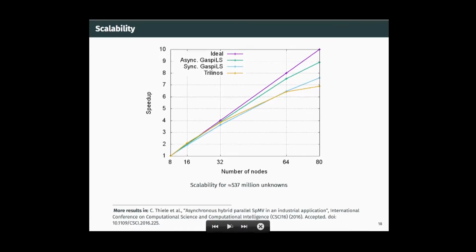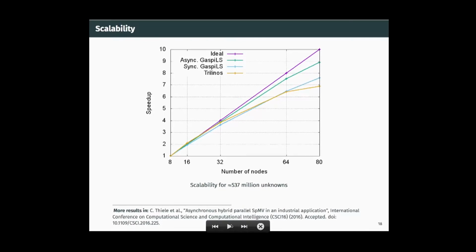So here you can see a scalability plot for a system with about 500 million unknowns. We start at 8 nodes and scale up to 80 nodes. So nodes means physical computing nodes in our clusters. So you have to multiply this by 24 to get the total number of CPU cores, which would be something around 1,900 for 80 nodes.